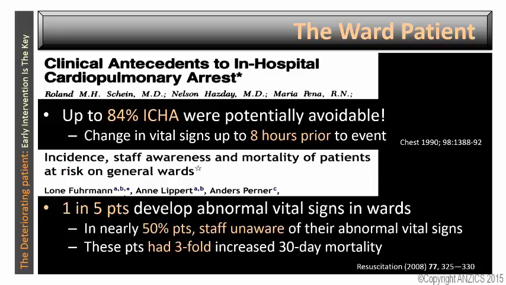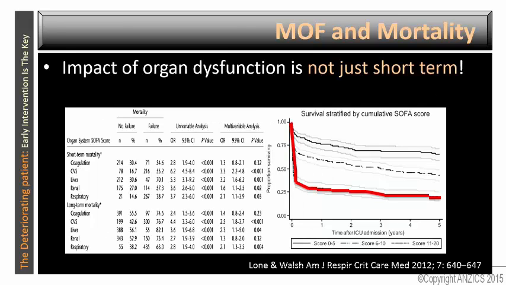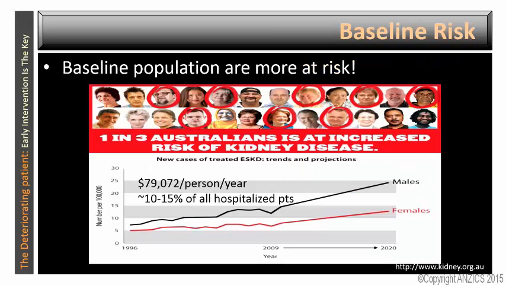And again, as I said, if these patients continue to deteriorate, they often develop multi-organ dysfunction and there's significant associated mortality. So the best treatment for multi-organ dysfunction or multi-organ failure is prevention. And we know that the impact of organ dysfunction is not just short-term, but has a long-term impact as well, as long as 5 years, if not longer.